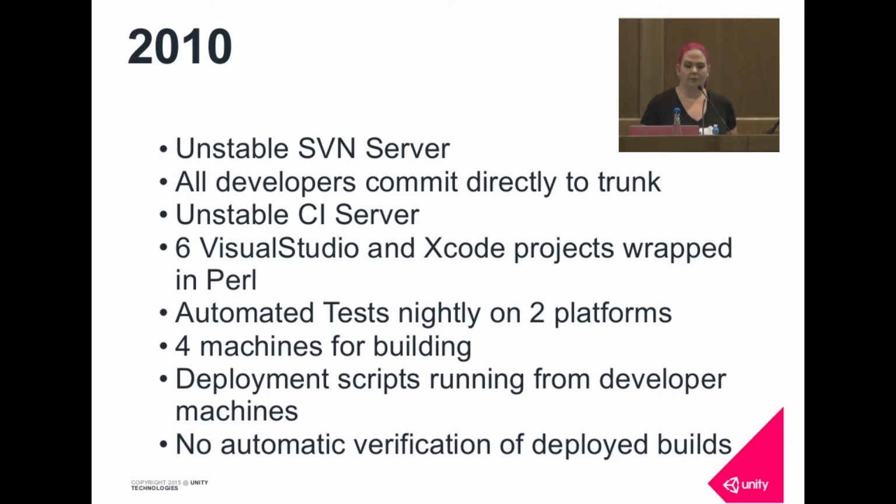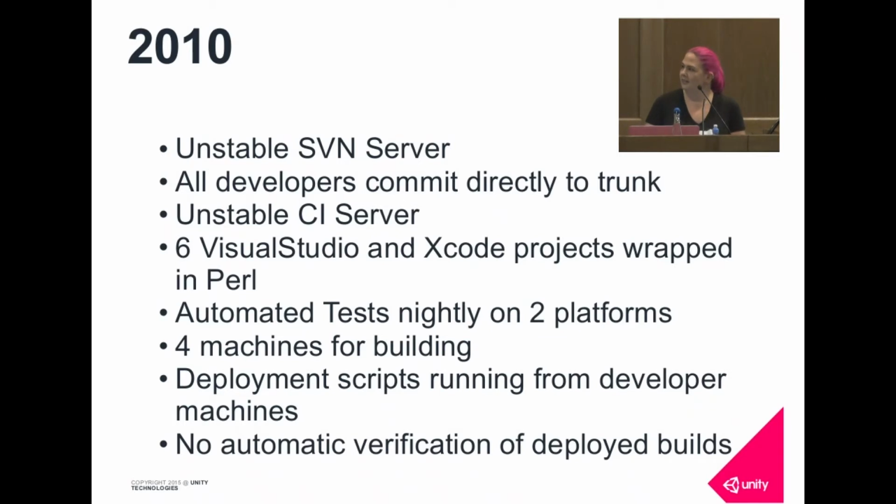We had a few automated tests on a couple of platforms, and all of this building and testing happened on a small cluster of just 4 machines. And this meant that on a good day, if we were lucky, we might get a full build of our code base through the build server. And then finally, from a deployment perspective, we also weren't doing so well. Our deployment scripts were running directly off of developer machines, and they had absolutely no built-in verification for the integrity of deployed builds.